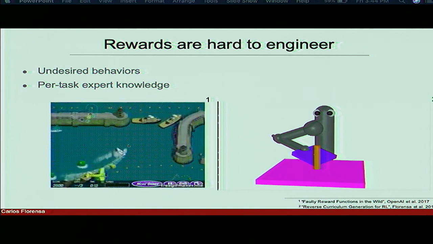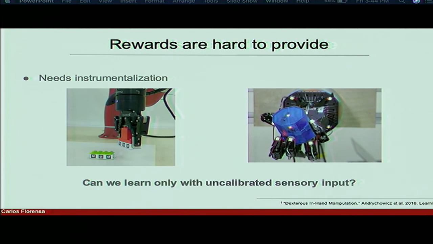But rewards are not only hard to engineer, sometimes they're also hard to provide. Specifically, many environments need to be instrumentalized pretty heavily to be able to know exactly what the state is, and therefore to know, for example, the L2 distance in a more meaningful space. Here we can see some QR codes applied to these Lego blocks to know if they are stacked or not. Or in the OpenAI hand, there are mocap markers everywhere to know exactly the position of all of these. So the main question is, would it be possible to learn directly from uncalibrated sensor inputs, like just an image?